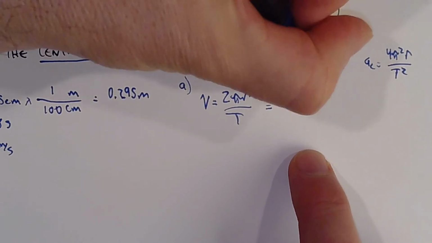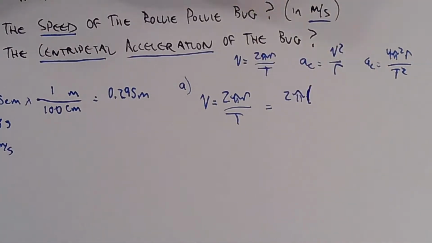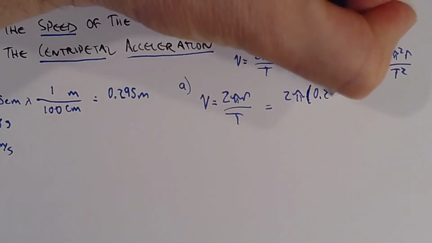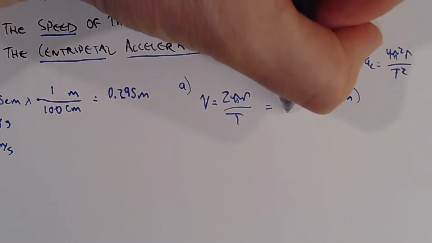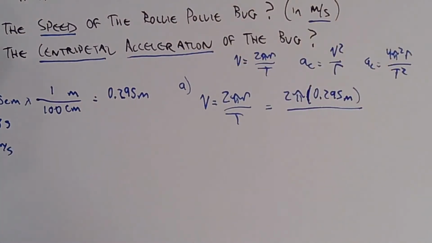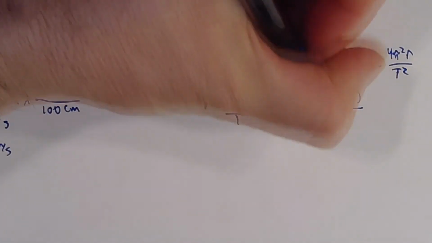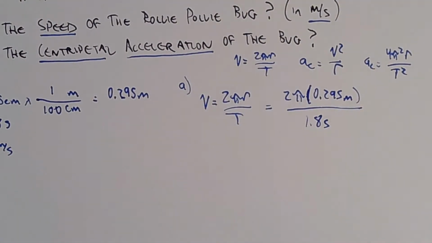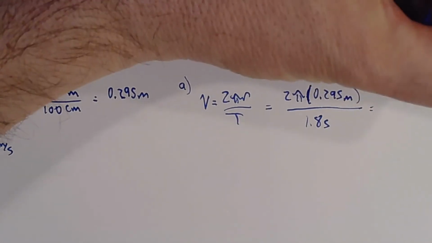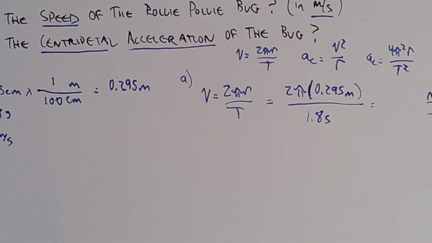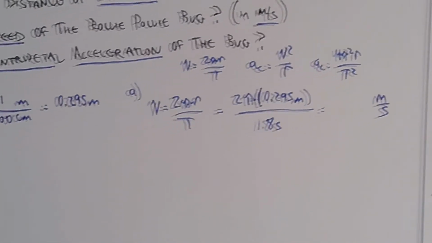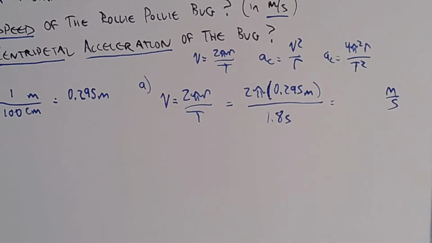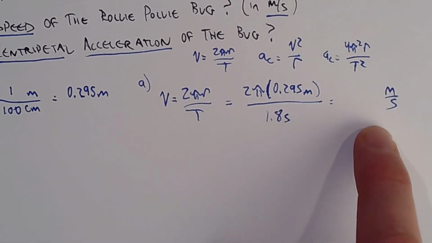So 2 pi R is 0.295. T is 1.8 seconds. Check the units. You're going to get meters per second, which is good. That's what we want to see. So units work out okay. And that's what we're going to do to get our answer.